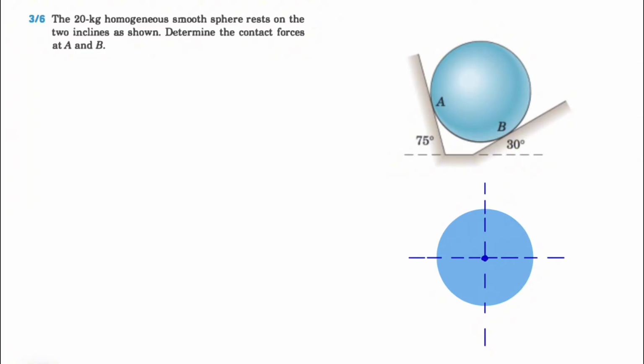And in this question we have a 2 kilogram homogeneous smooth sphere resting on 2 inclines as shown, and we need to determine the contact forces at points A and B. So as always, we're going to start with the free body diagram.